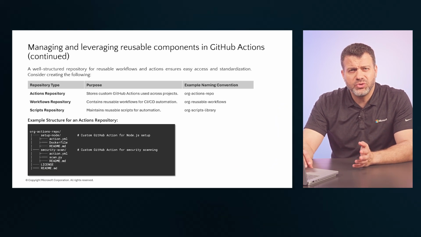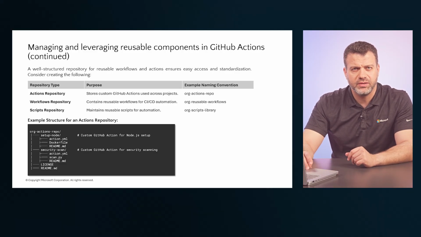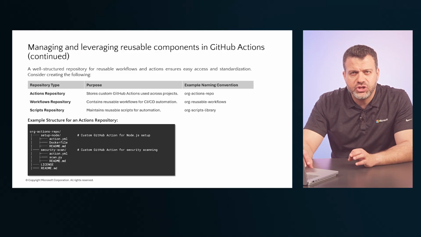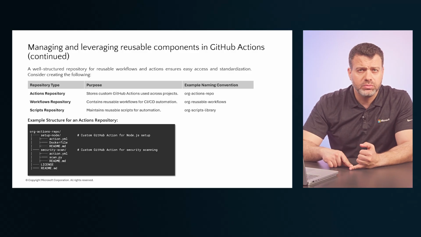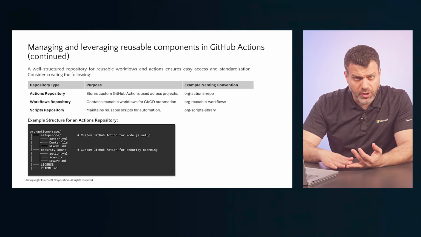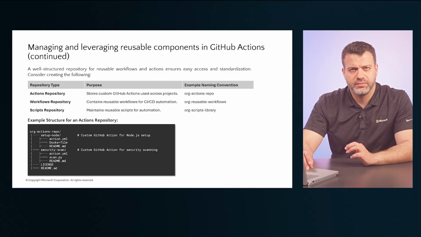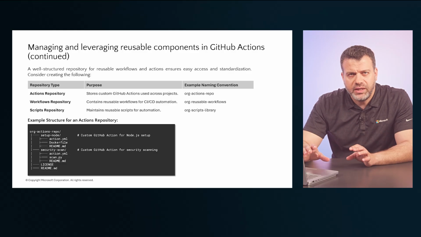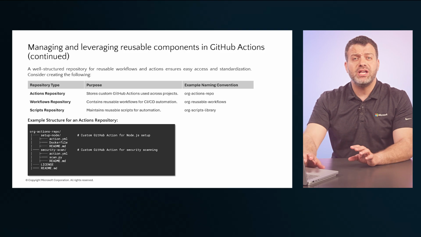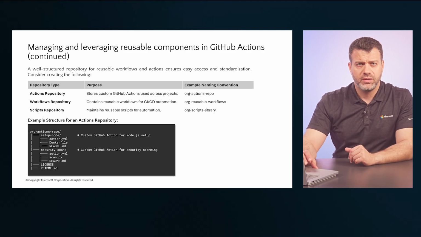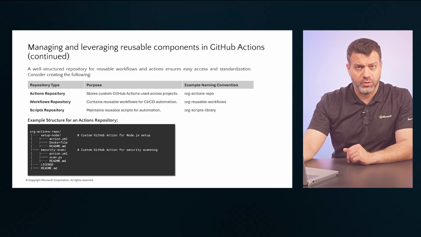Now the big question is, how do you organize all these reusable components in a real enterprise environment? And the key is centralization and separation of concerns. Most organizations create an action repo for reusable actions, a workflow repo for shared pipelines, a script repo for utilities. The structure helps teams find reusable components quickly, avoid duplication, and keep automation clean and maintainable. You're not just reusing code, you're organizing it like a platform.